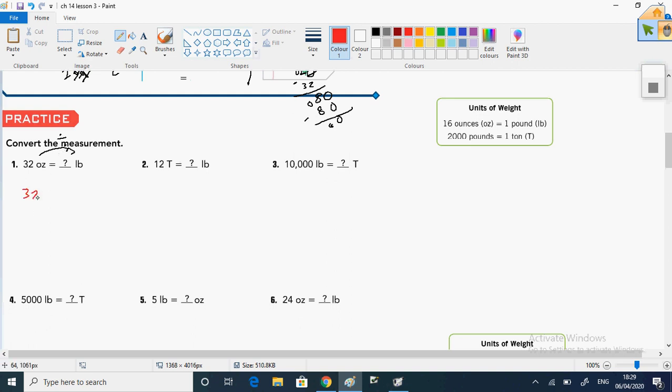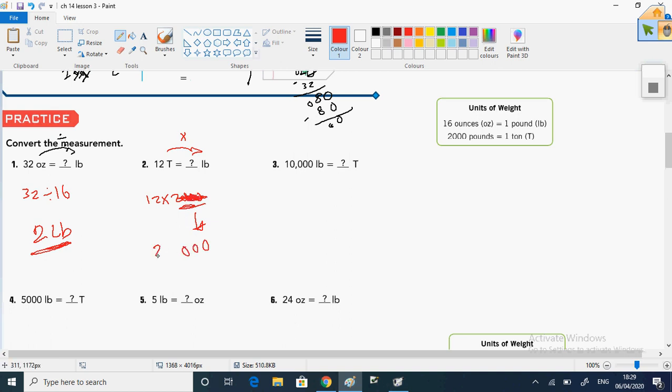So 32 divided by 16, it's easy. I can get the answer direct. It's 2 lb. And 12 tons to lb, we have to multiply by 2000, because from bigger to smaller we have to multiply. So 12 times 2000. I have to keep the zeros in the answer. No need to put them here and hide them from here.